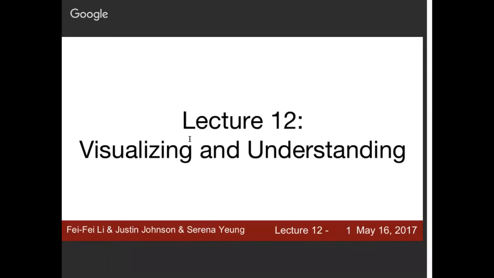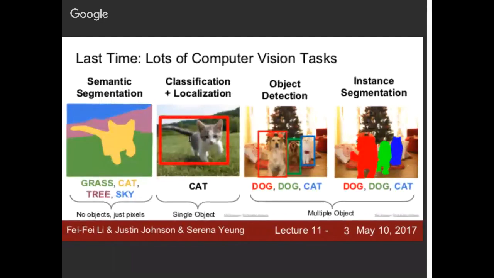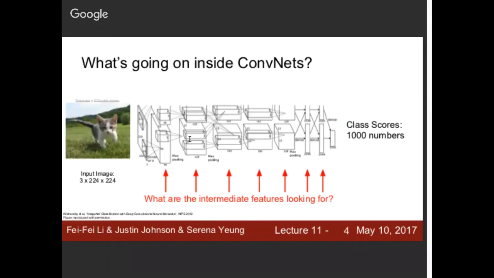Okay, so today we'll start Lecture 12, visualizing and understanding. Last week we talked about lots of computer vision tasks like semantic segmentation, classification, localization, object detection, and some others. But today we are going to ask another question: what's going on inside convolutional networks and what kind of features these networks are looking for.